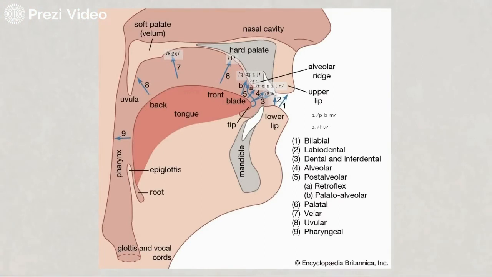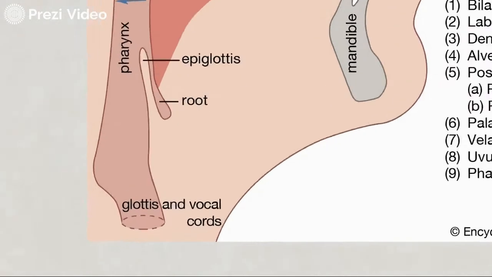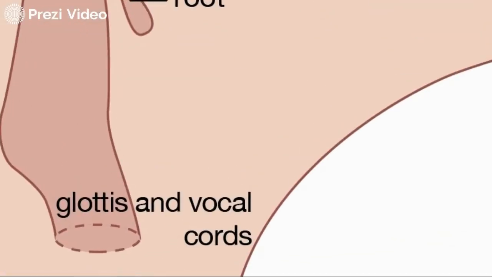There are no uvular sounds in English, nor are there any pharyngeal sounds pronounced in the pharynx, in the throat. But there is one sound which is pronounced in the glottis. So the glottis, as you might know, is the opening between the vocal cords that are located in the larynx or the voice box. The sound is the glottal sound.